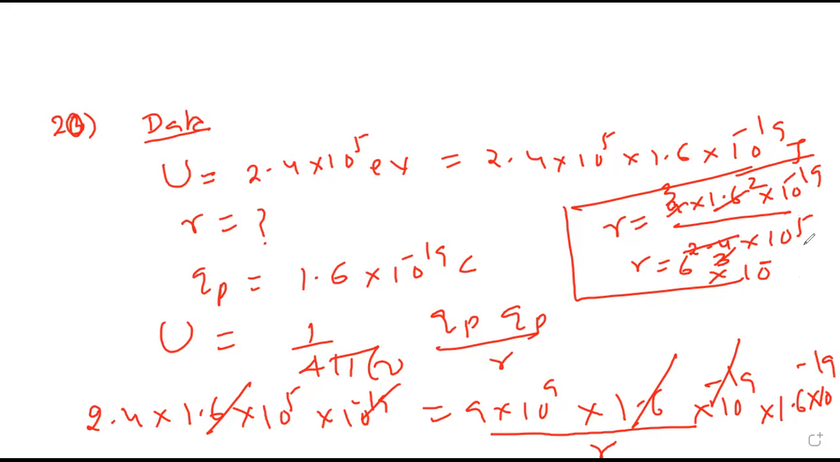6 into 10 raised to minus 15. They are saying 10 raised to minus 15. 1.6 into 10 raised to minus 19. So I think this might be printed minus 5. If it is minus 5, then it will be perfect. Minus 14 meter.